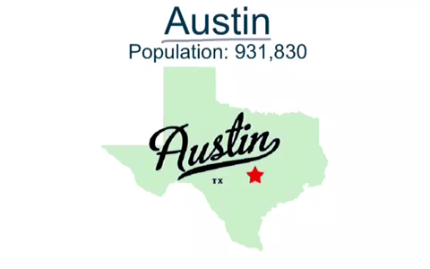The next major metropolitan city we're going to be talking about today is the city of Austin. Austin, which you can see here on the map, is centrally located in Texas, right there, right in the middle, the heart of Texas. The population of Austin is 931,830 people.